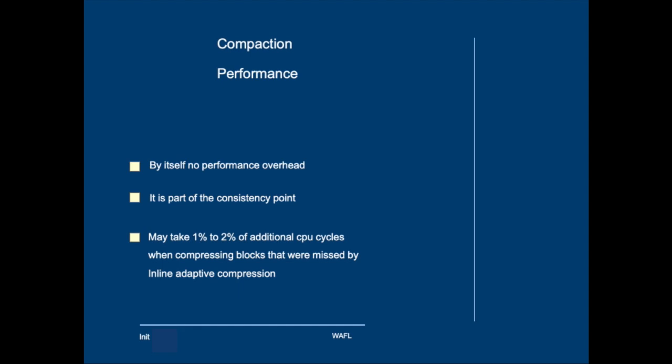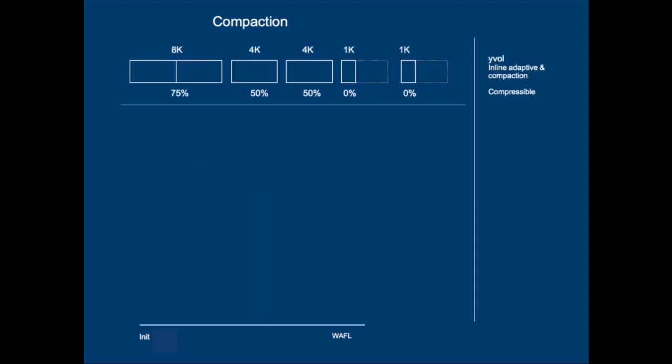However, if blocks that were not compressed by inline compression are compressed by compaction, then that will take up to 2% of CPU cycles. So then there will be a small performance penalty because of the compression at the compaction level. So apart from grouping smaller blocks together into 4K blocks, compaction will also try to compress if possible. Now let's have a look at a very simple scenario of compression and compaction working together.